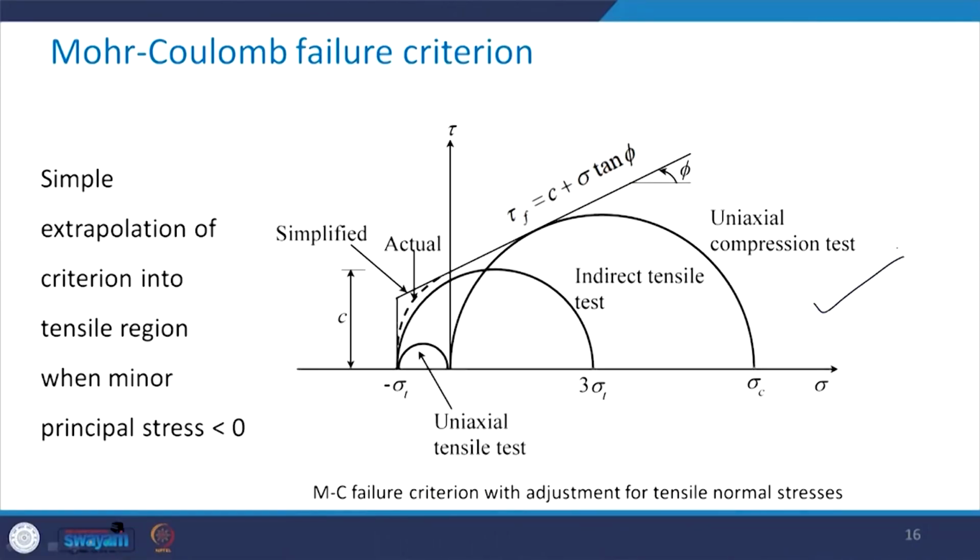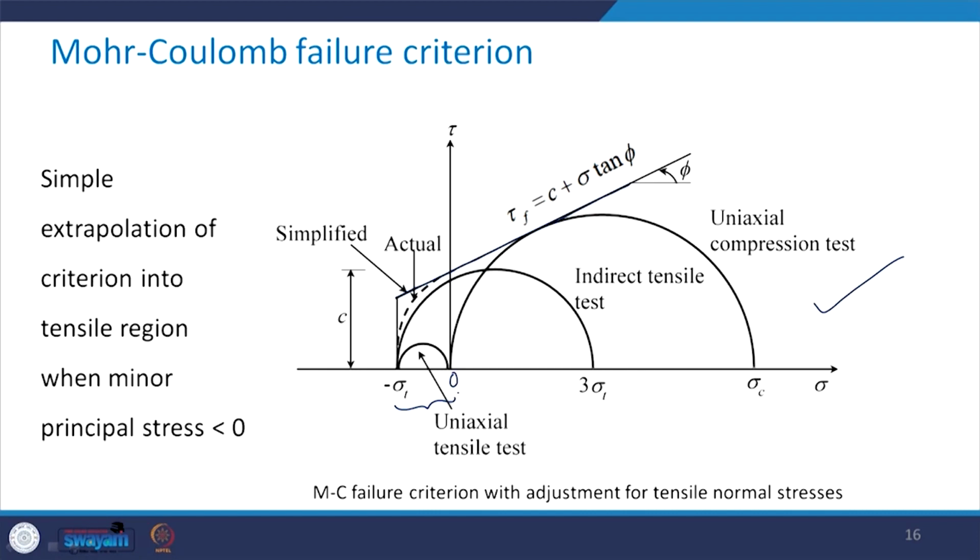Now, since we have to do some kind of adjustment, that is what we saw. What kind of adjustment should it be? So you see here in this figure that it is the simple extrapolation of the criterion. This criterion was like this in the compressive zone, so I will just simply extrapolate it in the tensile region like this, where the minor principal stress is less than 0. That means this is your 0 point in this zone.